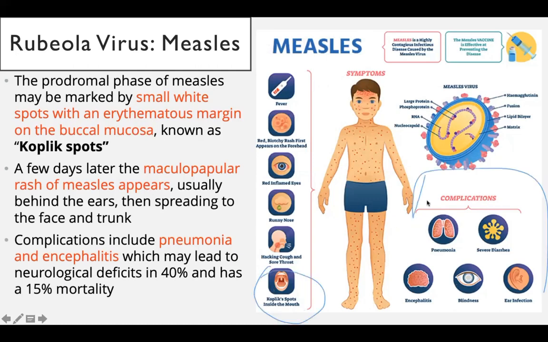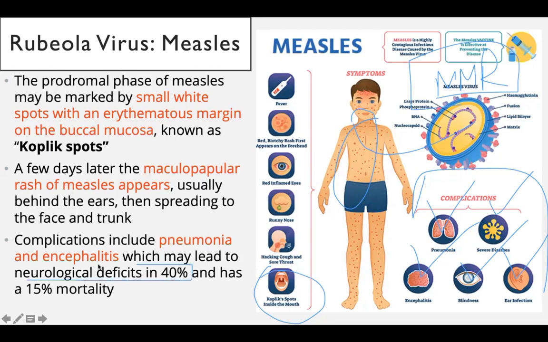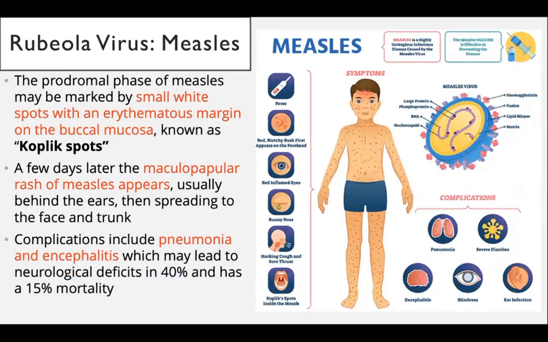And then we have complications. It can lead to pneumonia, severe diarrhea, encephalitis, blindness, and ear infection. These are the complications. Give the MMR, measles, mumps, rubella vaccine at regular intervals while the child is still a child. We need to prevent this because there may be a 40% chance of neurological defects. Imagine, out of 100 children who got measles, 40% may develop neurological deficits, right? So you should know this disease. That's why we are trying to learn here. It has a 15% mortality rate, but people are not taking it seriously. Oh, that's so wrong.